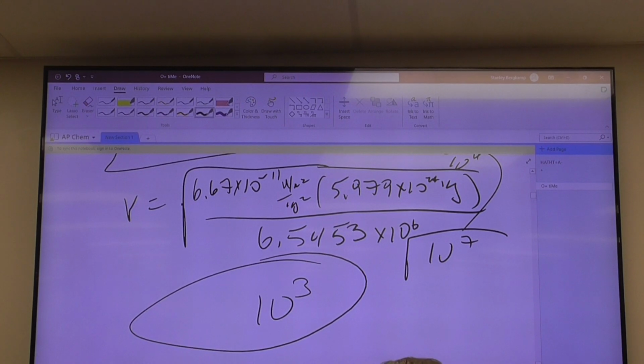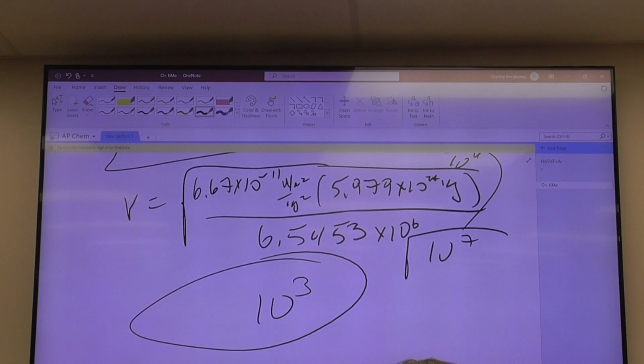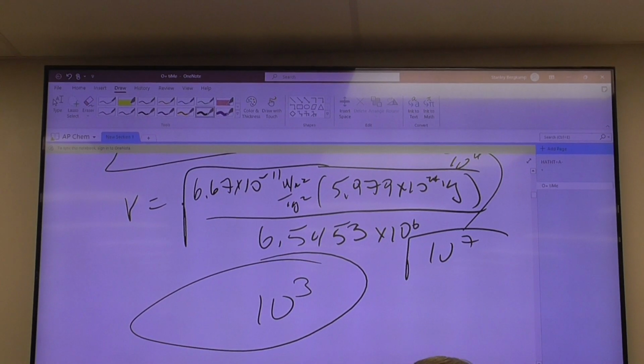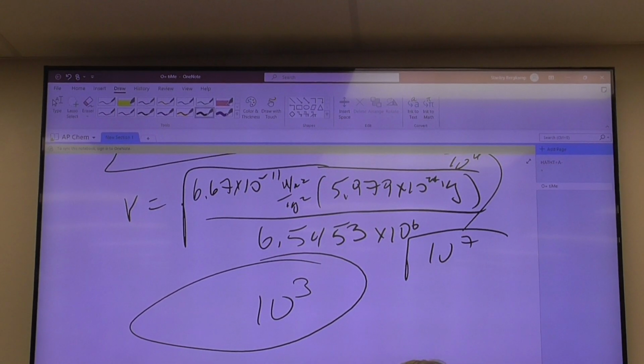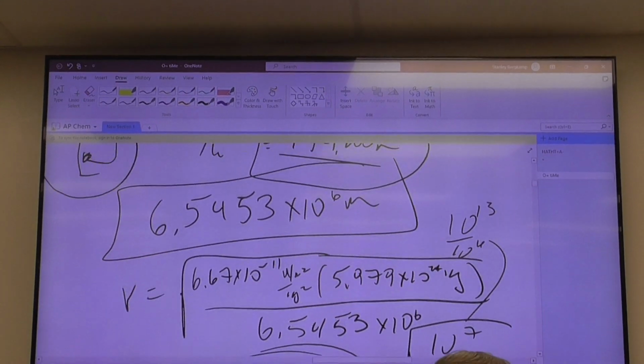So any velocity that you calculate, near Earth orbit, moon, whatever, that velocity should be something times 10 to the 3rd. If you get 10 to the 4th, 10 to the 2nd, 10 to the 5th, you have done something horribly wrong, okay? Now, here's what you're going to do wrong. I promise you, and you all laugh, you go, Mr. Burkamp, we won't do that. Yes, you will.